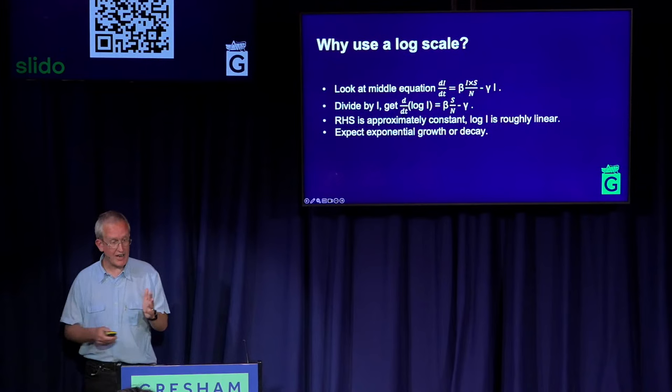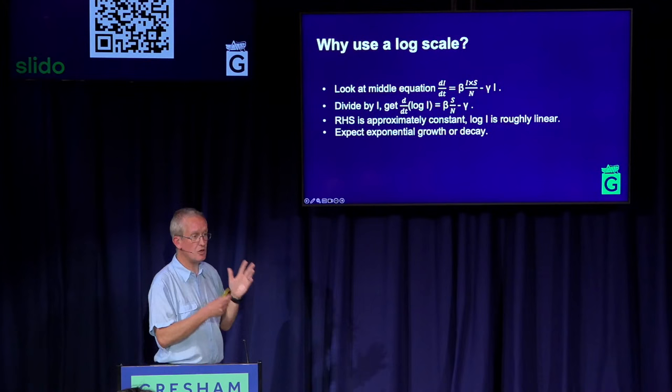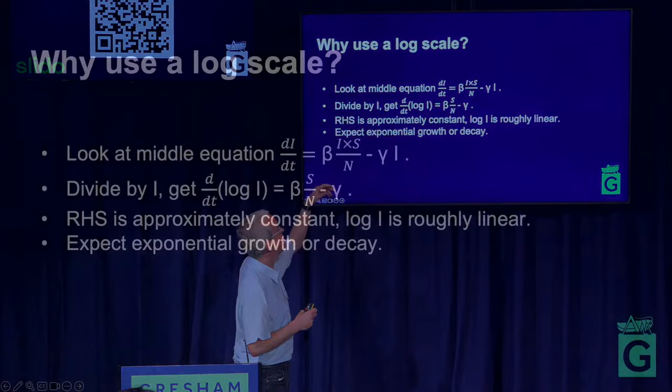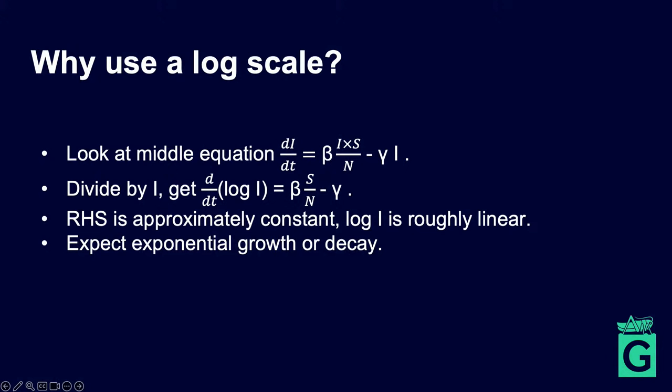We've got beta times S over N minus gamma. Okay, so on the right-hand side, that's become simpler. And the point is that by doing this, people that are doing A-level and doing calculus will know this, that the derivative of the log is the dI by dt divided by the I itself. So people that aren't doing A-level or did A-level a long time ago, I'll let you off if you don't know this, just trust me on this, that dividing through, we get the derivative of the log.